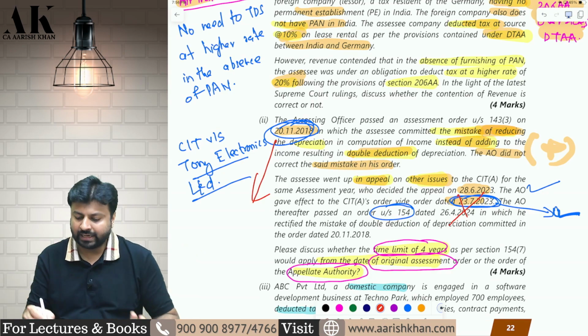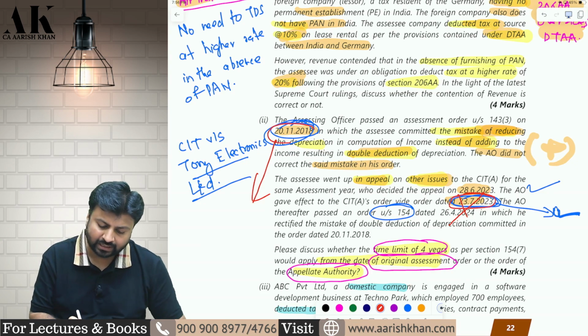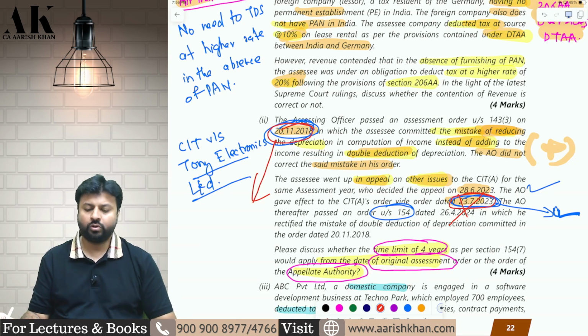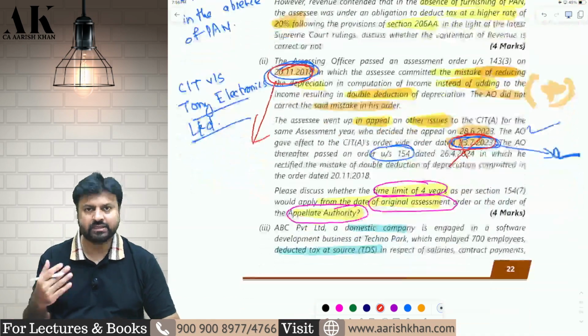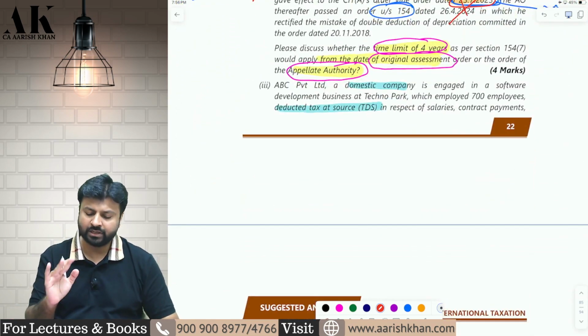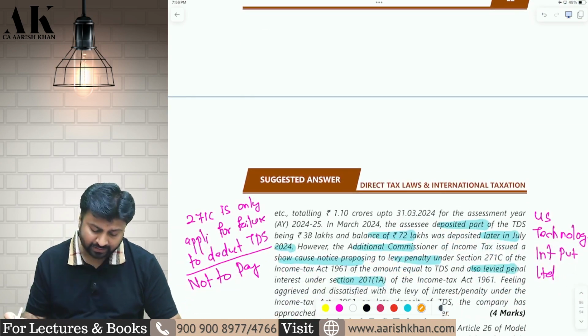In one case, the time limit will be counted from 23rd July. In another case, the time limit will be counted from 20th November 2018. Both the answers are correct. You can write either of them in the examination. It's all fine. Okay.